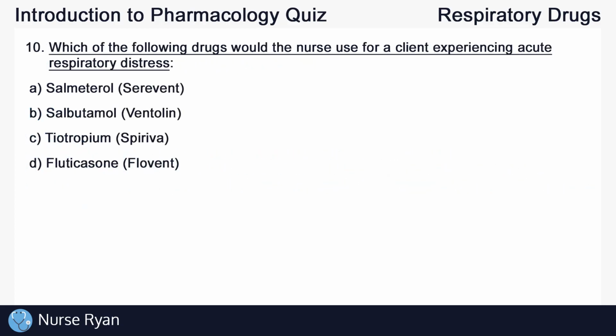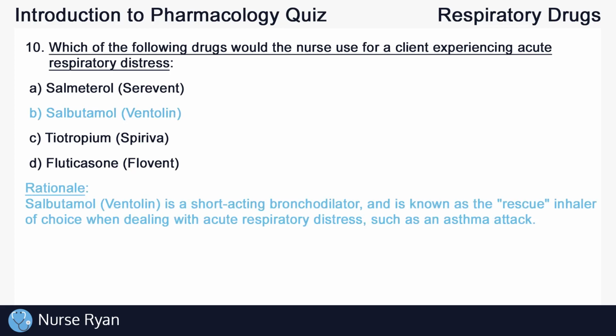And our last question for this quiz, number 10. Which of the following drugs would the nurse use for a client experiencing acute respiratory distress? The right answer here is B, salbutamol or Ventolin. Ventolin is a short-acting bronchodilator and is known as the rescue inhaler of choice when dealing with acute respiratory distress, such as an asthma attack.